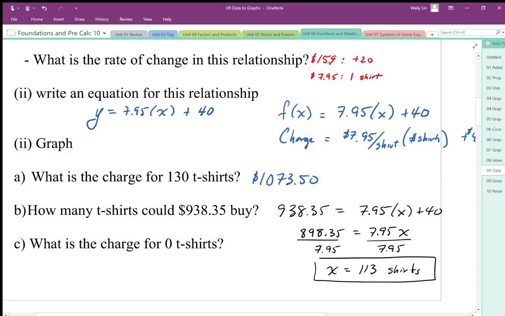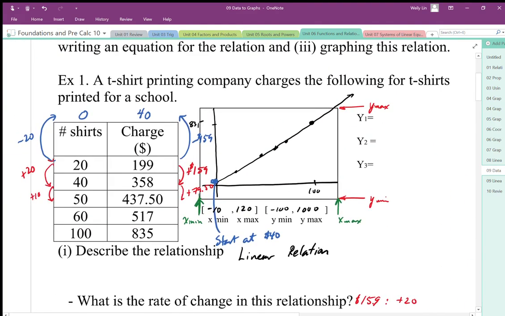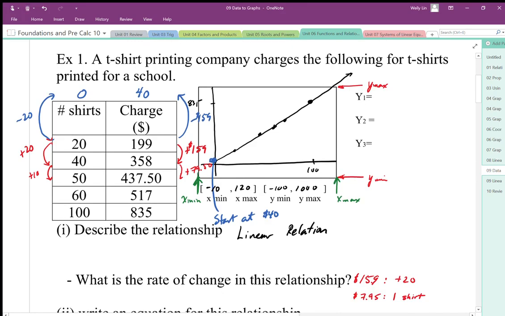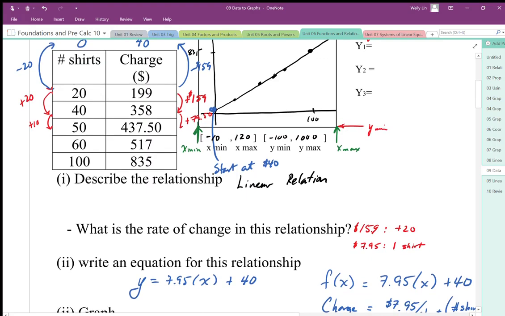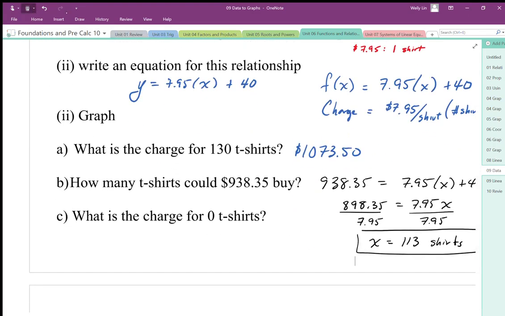And then lastly, what's the charge for 0 shirts? If I have 0 shirts, we've figured that out because that was an important point to have. With 0 shirts, I figured out by using that ratio of change and going backwards on the table that I started off with 0 shirts and $40. So the charge for 0 shirts must be $40.